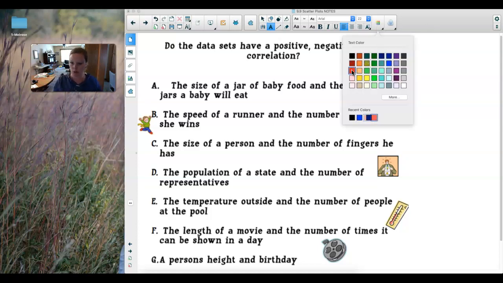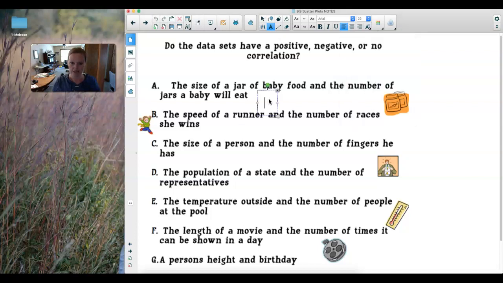So the first one, the size of a jar of baby food and the number of jars a baby will eat. As the size of the jar gets larger, if we have a very small jar of baby food, a baby can probably eat a lot. But as I increase the size, the number of jars that a baby can eat goes down.